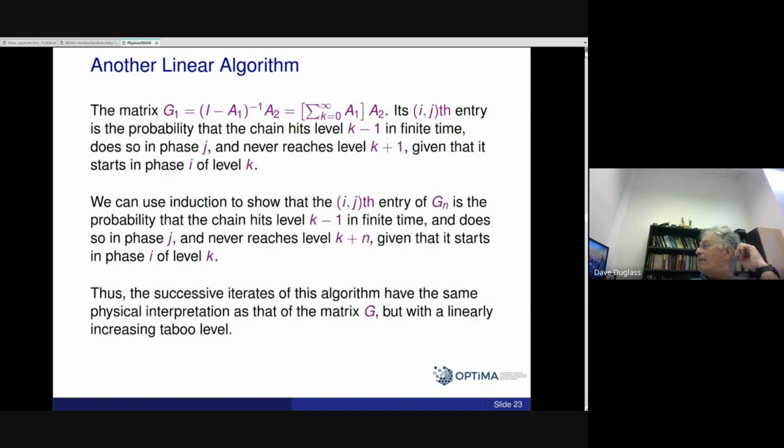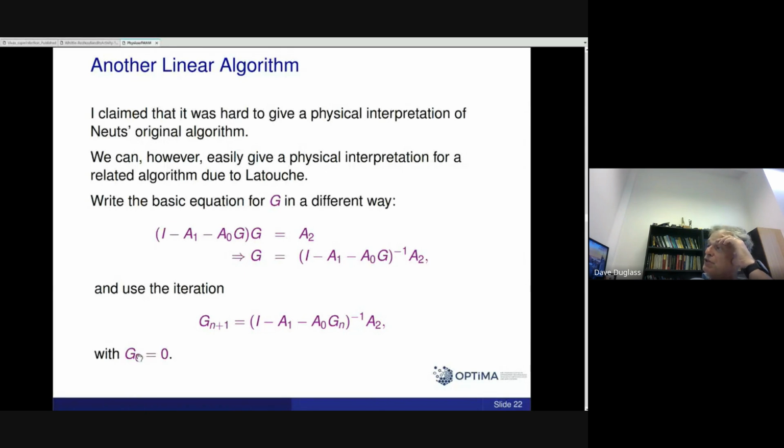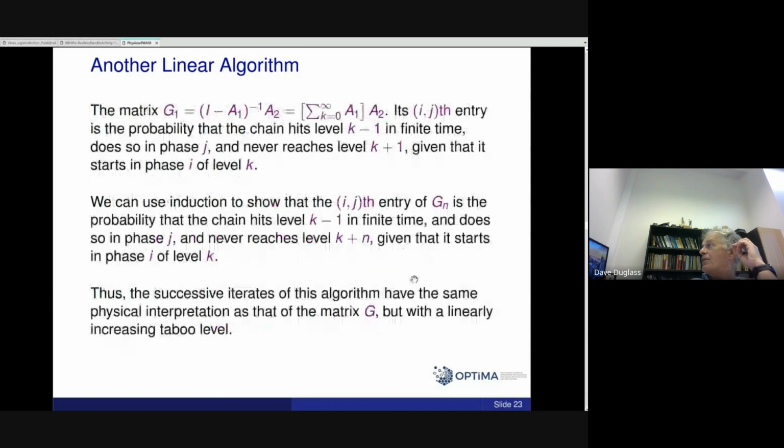Let's think about this iteration. So we're starting with G naught equals naught. So the first iteration of this, G1, is I minus A1 inverse A2. So that's what I've got here. I minus A1 inverse is the sum from K equals naught to infinity of A1 to the K, times A2. So what this says is I can have any number of transitions from a level to itself. The ijth entry of this is the probability the chain hits level K minus 1 in finite time and does so in phase J, but it never goes to level K plus 1, because there's no A naught here for going up a level.